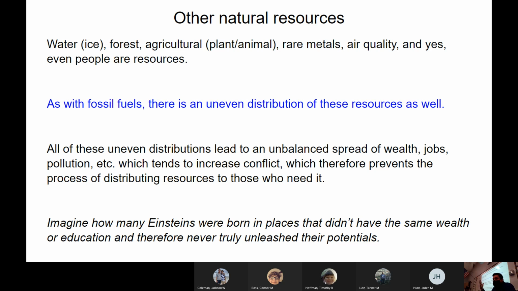Having smart people in your country, having a good education system in your country, can lead to having a good amount of resources. So you want to educate your population so that they can make your country better. But guess what? Even with natural fuels or fossil fuels, even those resources are unevenly distributed too. Even people, we don't live in every corner of the world. So there's an unequal distribution of that as well.